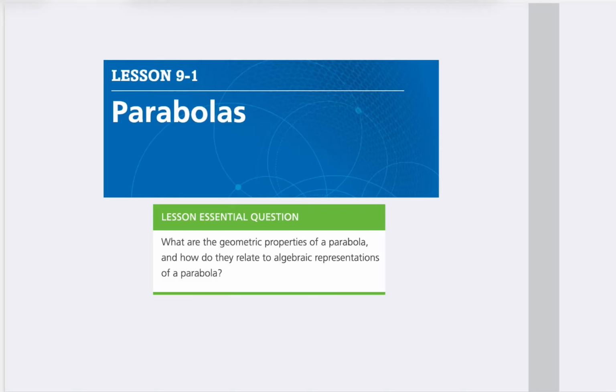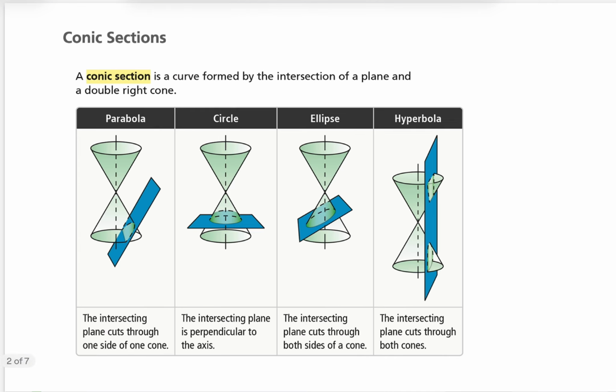This is lesson 9.1, which is all about parabolas. Our essential question is, what are the geometric properties of a parabola and how do they relate to algebraic representations of a parabola? So this chapter is starting to talk about conic sections.